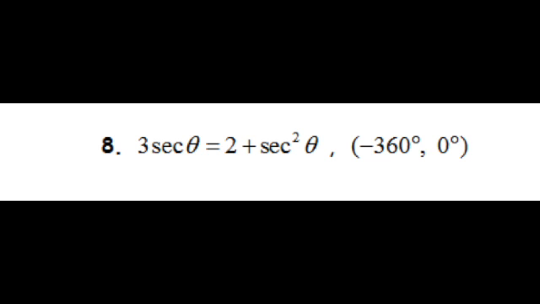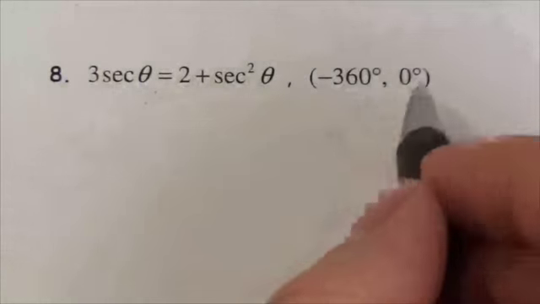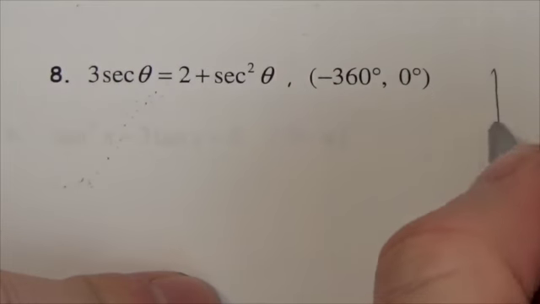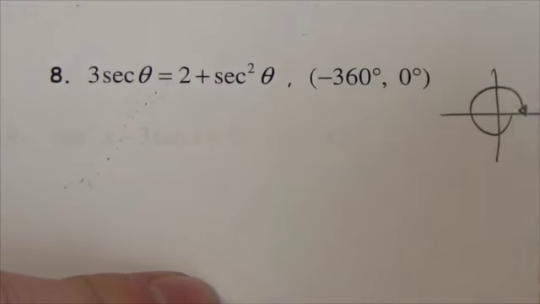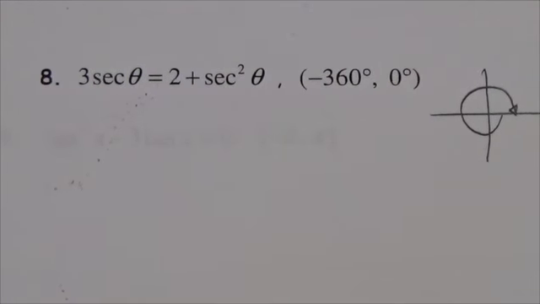3 secant theta is equal to 2 plus the secant squared of theta, where theta is between negative 360 degrees and 0 degrees. Okay, here we go. Let's take a quick look at our domain before we jump into the equation here. Negative 360 to 0 puts us at a negative full rotation. So that's what we're looking at.